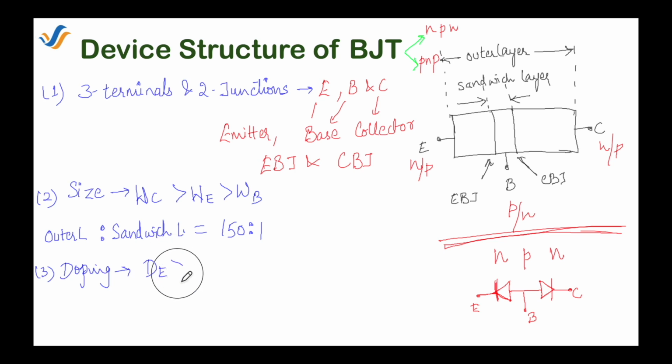The emitter is heavily doped, then the collector, and the least doped region is the base. Once again, if we compare the outer layer and the sandwich layer, then the ratio is 10:1 and the base doping can be even less than that. One more thing, listeners: due to this doping profile, since the emitter is heavily doped, the emitter base junction depletion region will be thinner than the collector base junction.